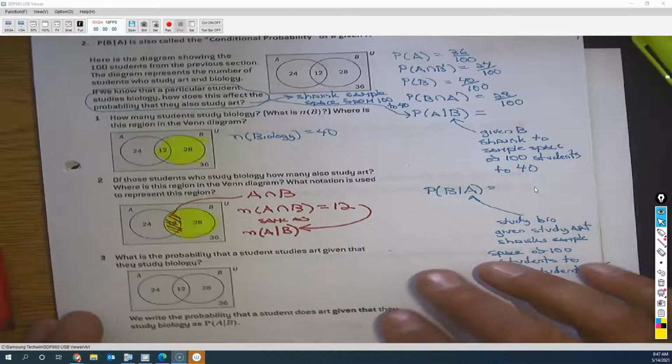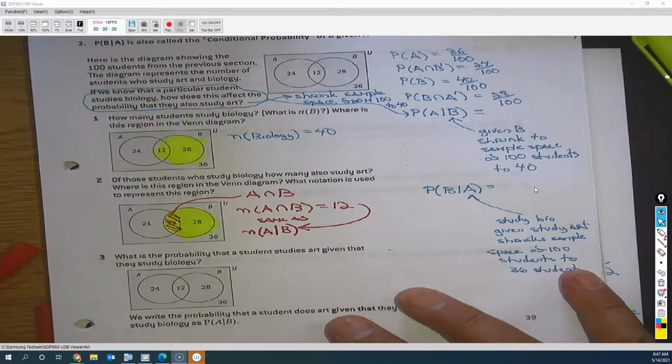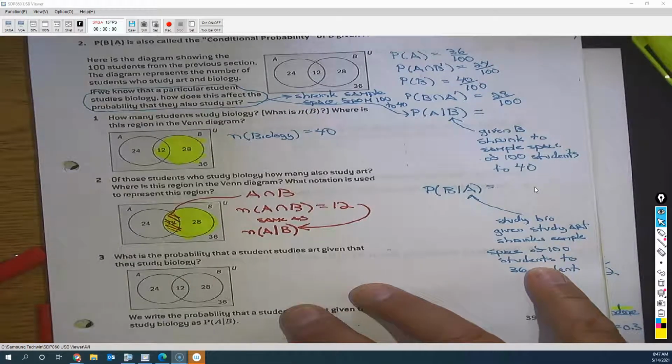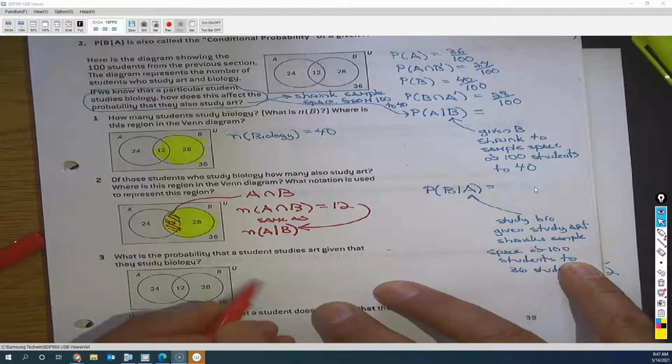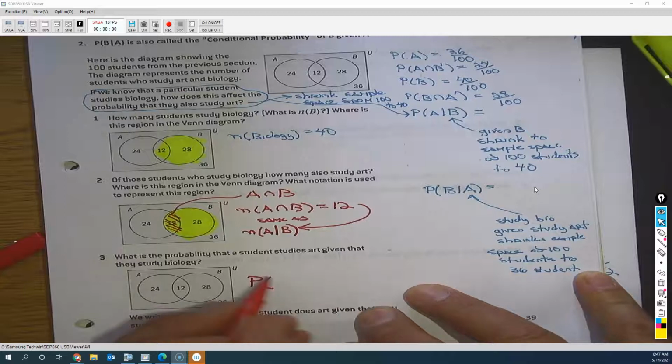Okay. All right, what's the probability that a student studies art given they study biology? So that is P, study art given biology.